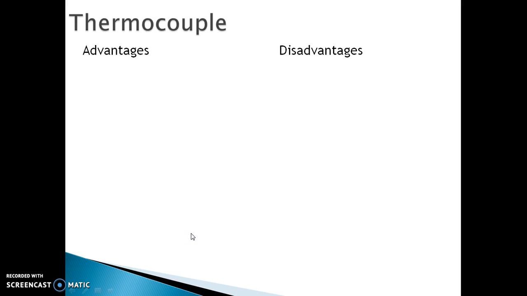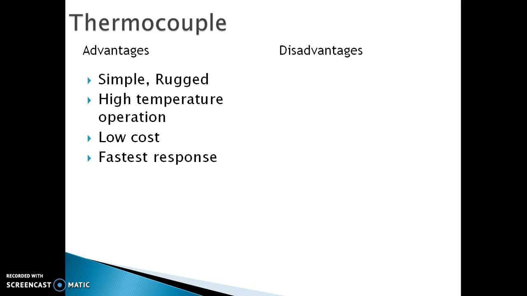Let's look at the advantages and disadvantages of the thermocouple. The first and foremost advantage is it's simple and rugged because it consists of only two wires of dissimilar metals. The high temperature operation is due to the different types which are available, and the range goes up to a few thousand degrees. Since the construction is very simple and consists of only two wires, it's low cost. And the most important advantage of this particular temperature transducer is the fast response. That is, once the temperature is sensed, the response to the instrumentation unit is very fast.